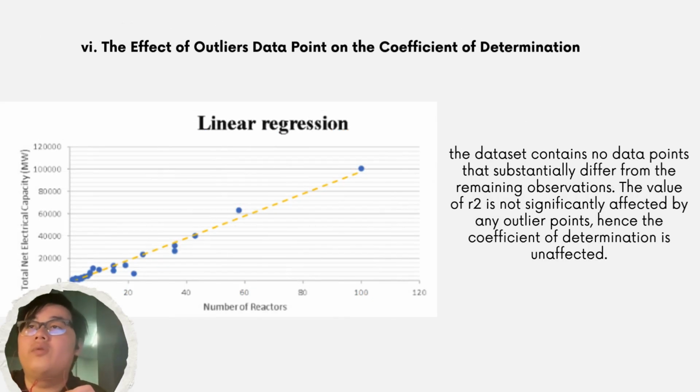Next is the effect of an outlier data point on the coefficient of determination. Obviously the data that we use is all quite near to the regression line, so we can conclude that the coefficient of determination is unaffected.